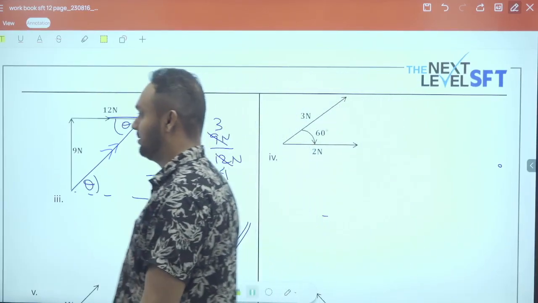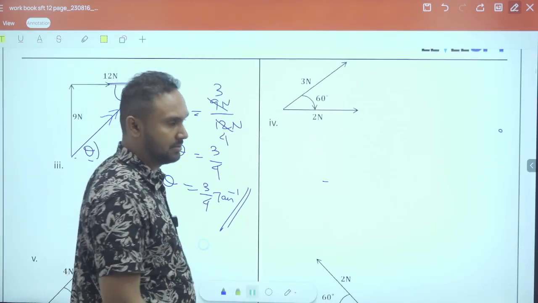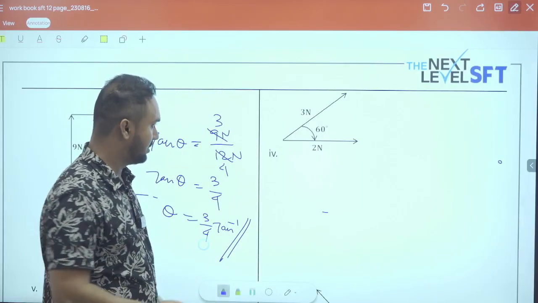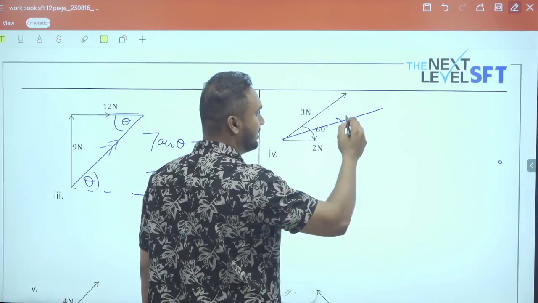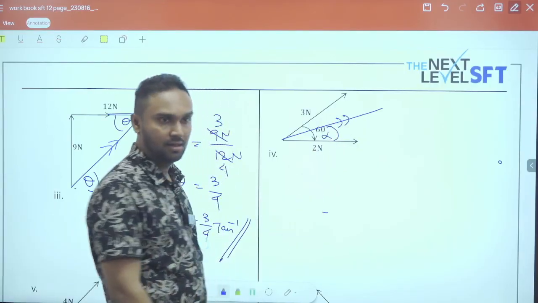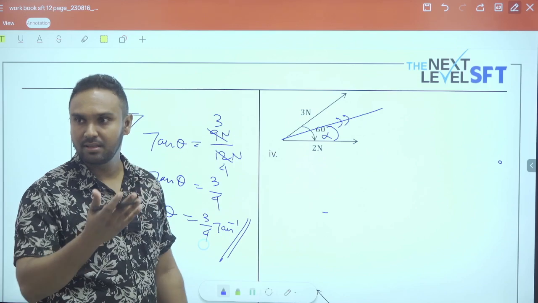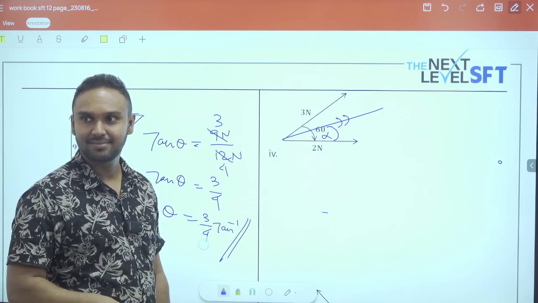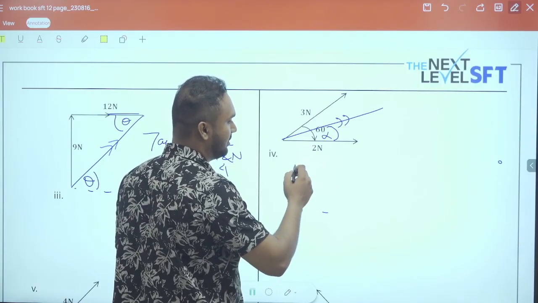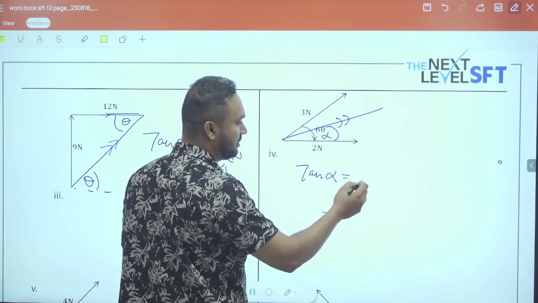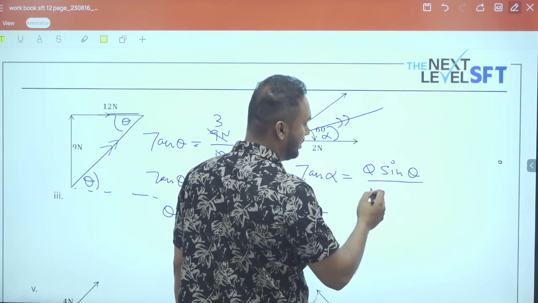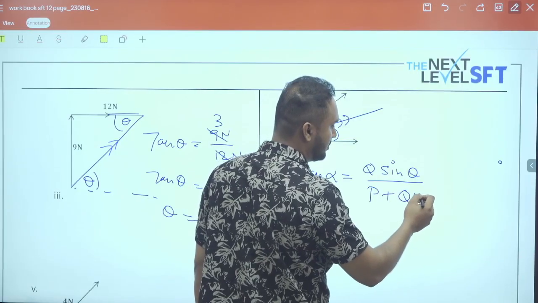Right, now check how you do it. Listen, the resultant force should go somewhere in between the two forces, so it should be like this, right? And the angle here should be alpha, and we are going to find the alpha value. Now he's there, this guy is here. So how do you find alpha? Tan alpha is equal to Q sin theta over P plus Q cos theta.